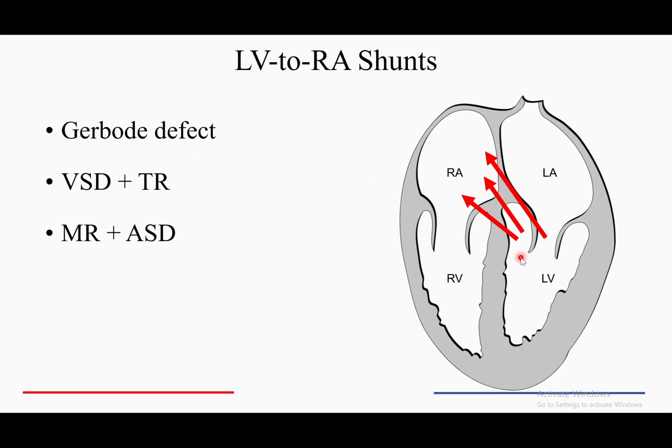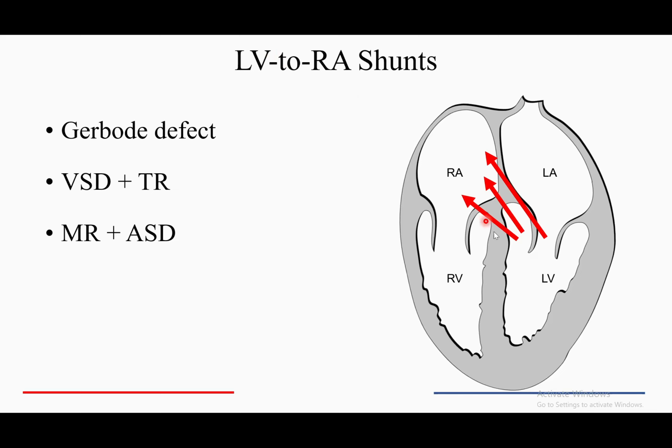Other complex anomalies may give rise to the same shunting, like, for example, a mitral regurgitation in which the jet is anteriorly directed, accompanied with an ASD, so that the anteriorly directed jet flows through the ASD into the right atrium during systole. This gives rise to an LV to RA shunt.